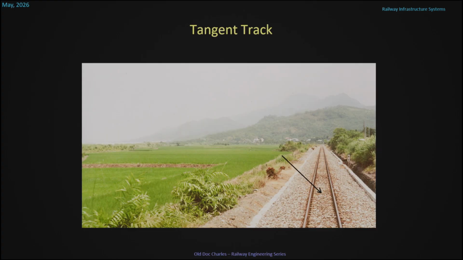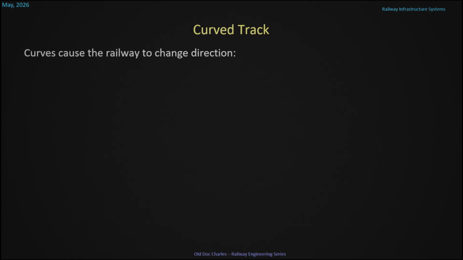So there's some tangent track there, and you can see it's just straight, and hopefully down at the bottom something happens so it doesn't crash into that mountain, but maybe it does, we don't know. And we use curves to change the direction of the railway. So we have horizontal curves to change the direction from side to side, and we also have vertical curves to change effectively the gradient, or the up and downness, of the railway.